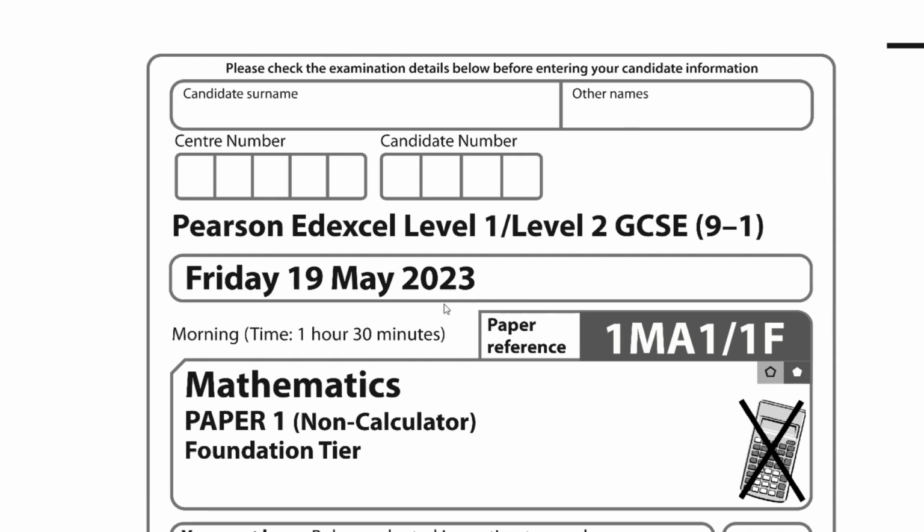This is the Edexcel GCSE 9-1 Maths Paper 1 from the Foundation tier, and it's from the 2023 series.